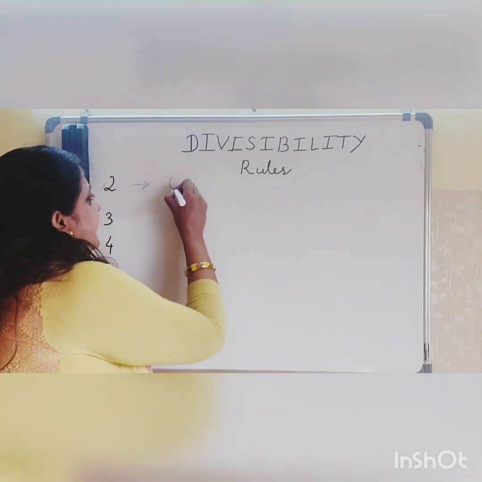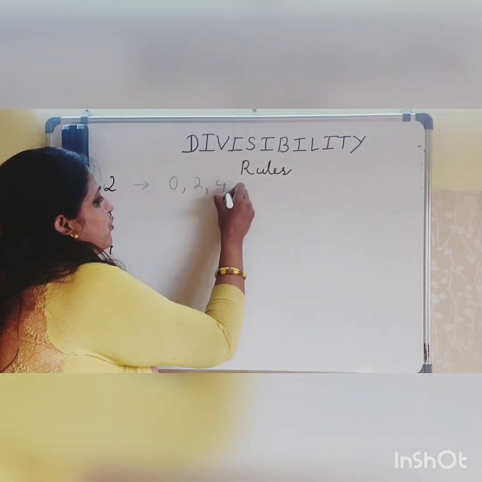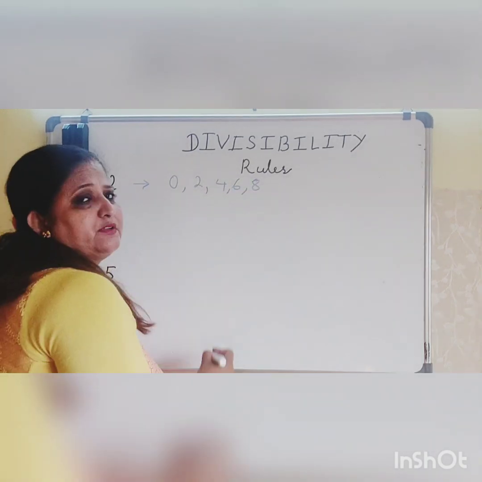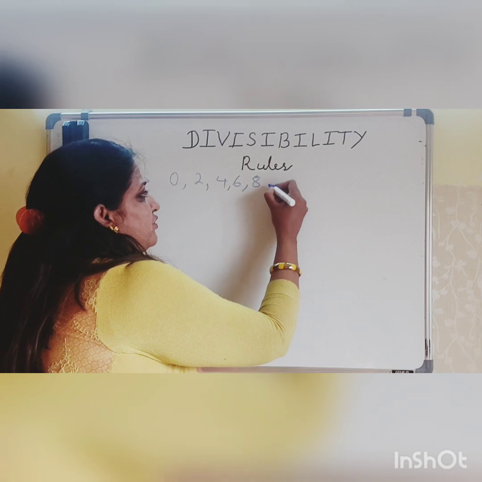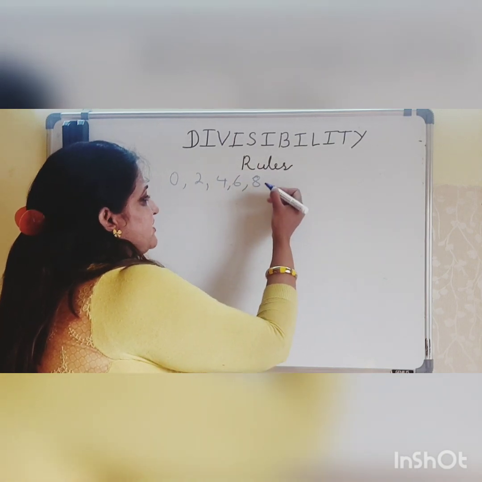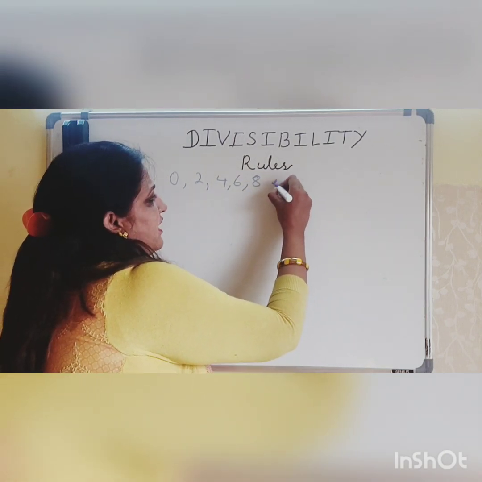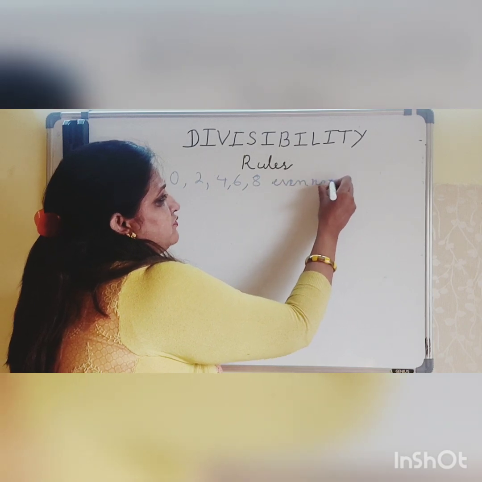All the numbers that end in 0, 2, 4, 6, 8 are divisible by 2. Basically, all even numbers. Numbers that end in these digits are called even numbers. So they are divisible by 2.